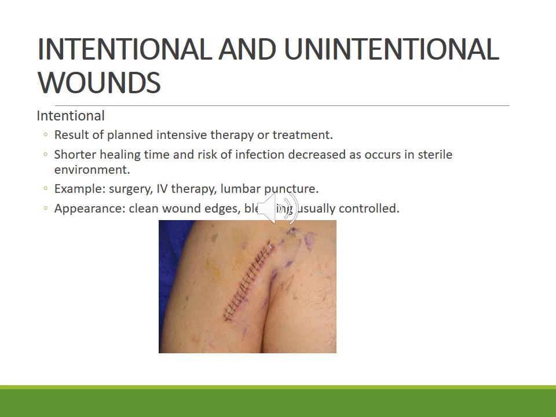And then we have these perfectly approximated, is what we call them, edges. So the edges go back together almost perfectly. We're able to staple that up, and it will heal much quicker when we get to begin to talk about the healing methods and time. So this is an example of an intentional wound when we're talking about classification.